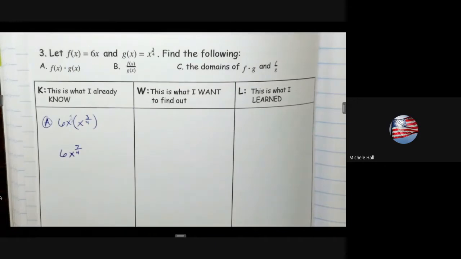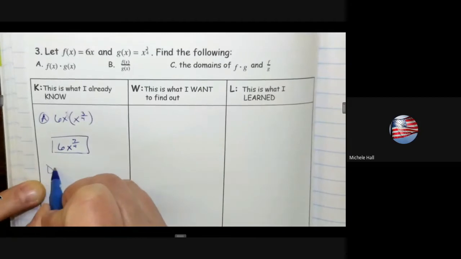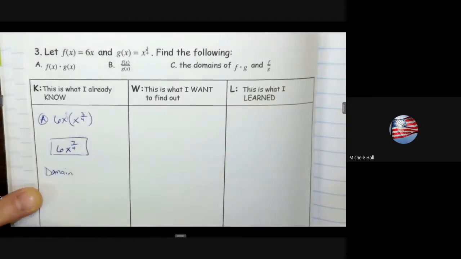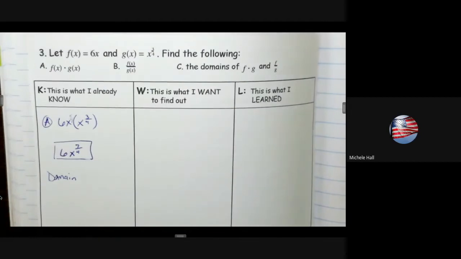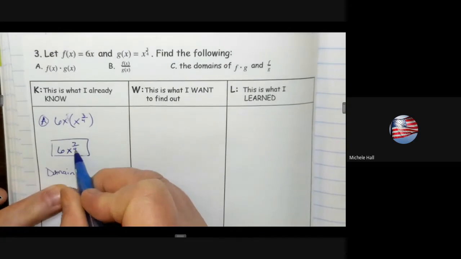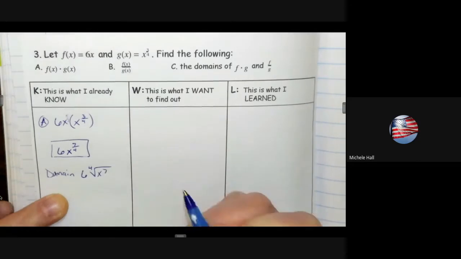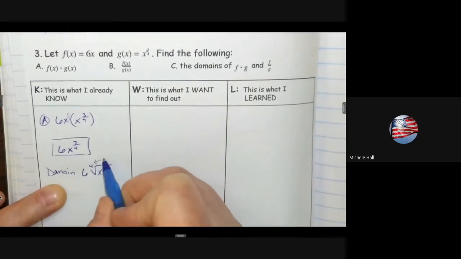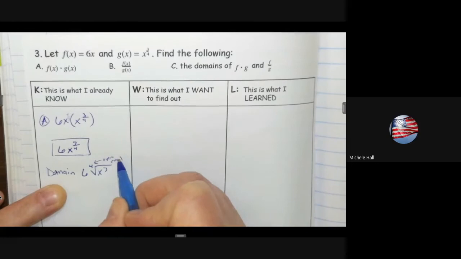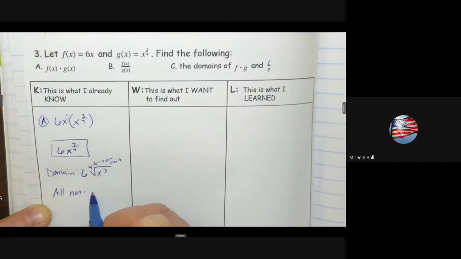What is the domain? Question is, do we have an odd root or an even root? This would be 6, and then, here's my index number, the 4th root of x to the 7. We have an even root. So the domain would be all non-negative real numbers.